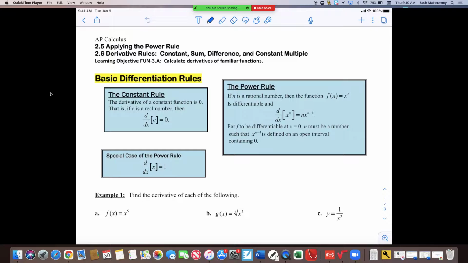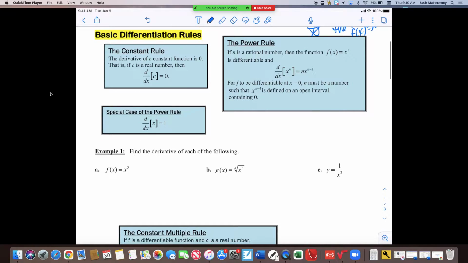The power rule. Now, what's really, really important, you must be in the form f of x equals x to the n power. This does not apply if I have a product with variables in both factors. This does not apply if I have a quotient with variables in both the numerator and the denominator. So we will next week learn the product rule and the quotient rule, but we're not quite ready for that.